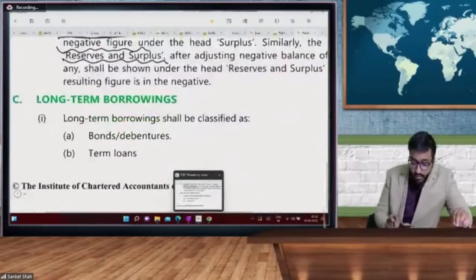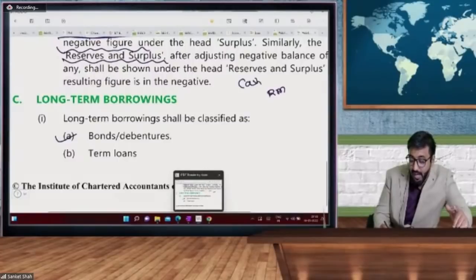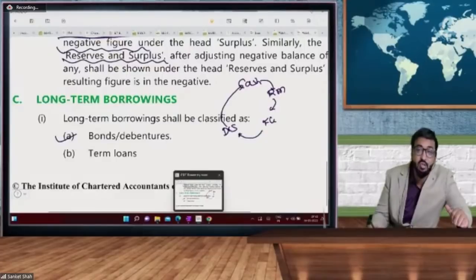Long term borrowings shall be classified as, now long term means more than 12 months. See, now how to decide it's a long term or short term? It depends on the company's cycle, the operating cycle. Now what is operating cycle? Suppose I have a cash balance, I buy raw material, then from raw material I prepare finished goods, I sell finished goods to my debtors, and debtors give me cash. See, this cycle is called the operating cycle.